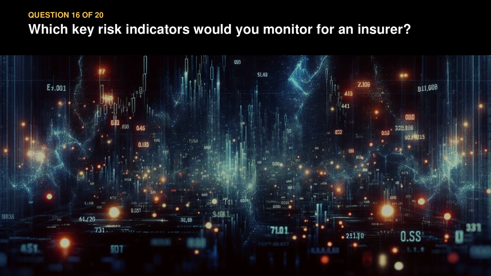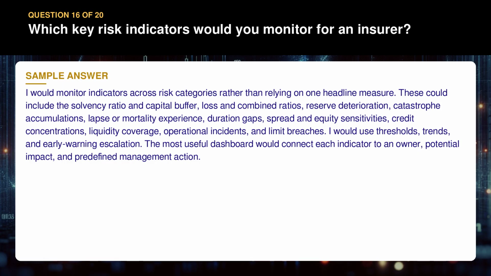Question 16. Which key risk indicators would you monitor for an insurer? I would monitor indicators across risk categories rather than relying on one headline measure. These could include the solvency ratio and capital buffer, loss and combined ratios, reserve deterioration, catastrophe accumulations, lapse or mortality experience, duration gaps, spread and equity sensitivities, credit concentrations, liquidity coverage, operational incidents, and limit breaches.